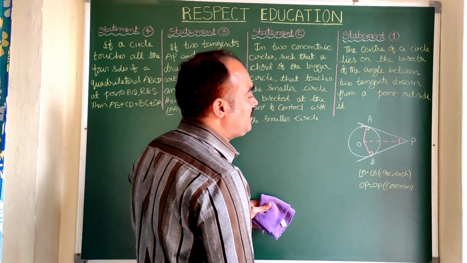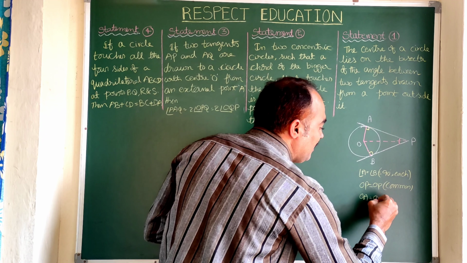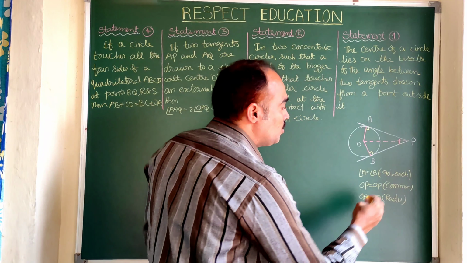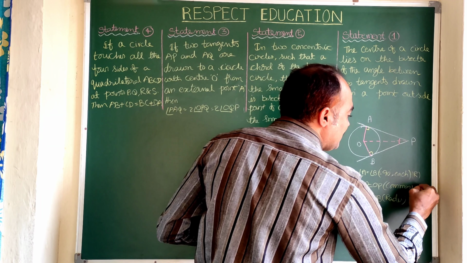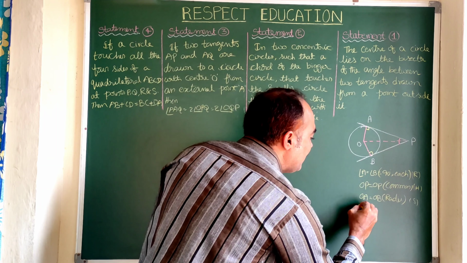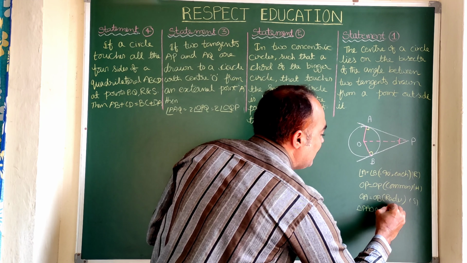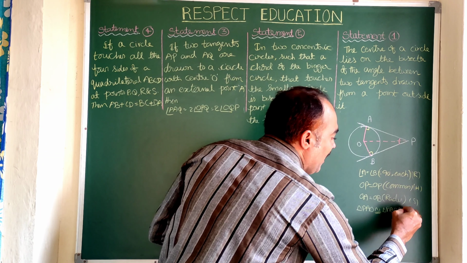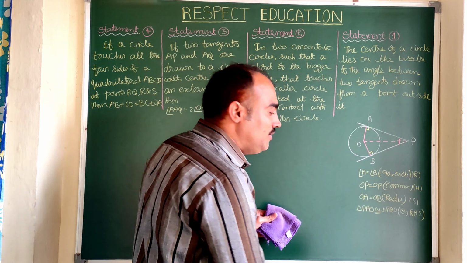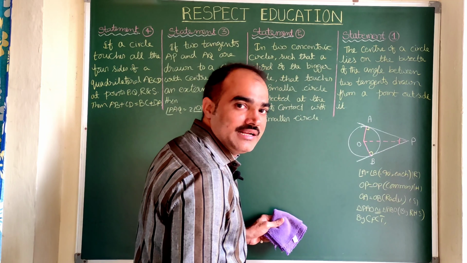And one more thing is that here we can take OA is equal to OB. They are radii of the same circle. So by RHS congruency axiom, these two triangles are congruent. Triangle PAO is congruent to triangle PBO by RHS congruency axiom. So we can say by CPCT, corresponding parts of congruent triangles are equal.